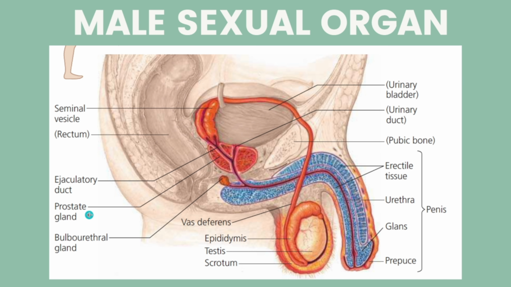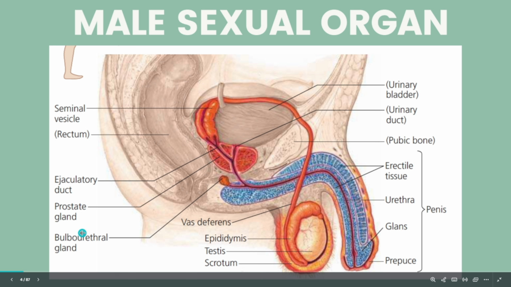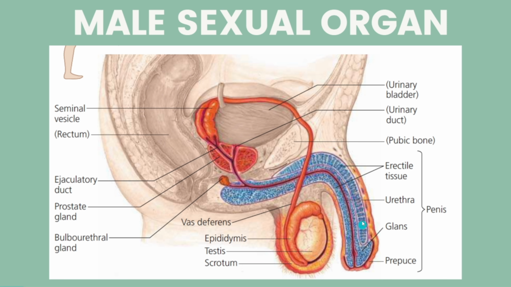The prostate gland will also secrete semen directly into the urethra, which is milky and thin. So the seminal vesicle plays the role of secreting thick semen, but the prostate gland secretes thin semen. After that, you will see another gland, which we call the bulbourethral gland, that secretes a clear mucus to neutralize any acidic urine remaining in the urethra.